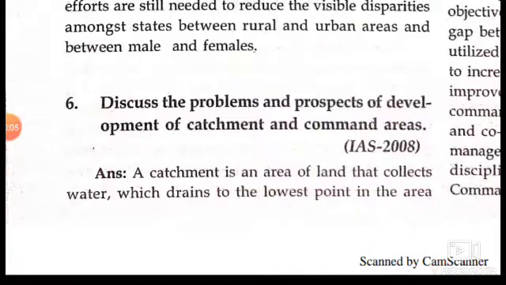So next question: discuss the problems and prospects of development of catchment and command area.